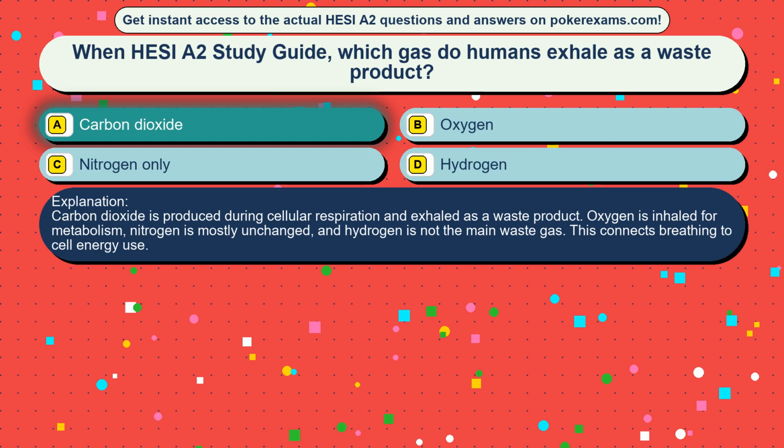Carbon dioxide is produced during cellular respiration and exhaled as a waste product. Oxygen is inhaled for metabolism, nitrogen is mostly unchanged, and hydrogen is not the main waste gas. This connects breathing to cell energy use.